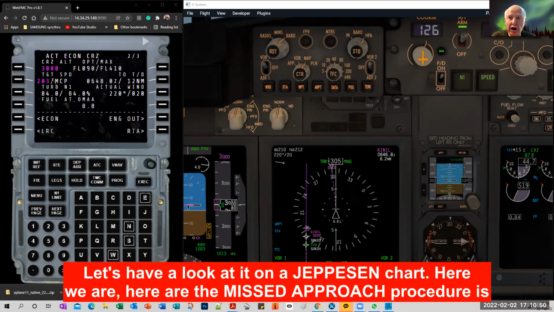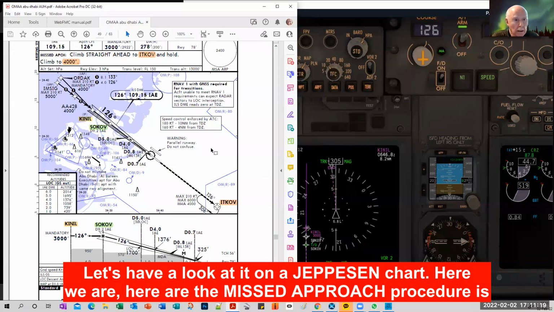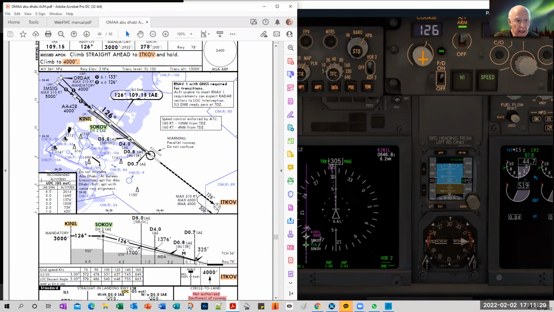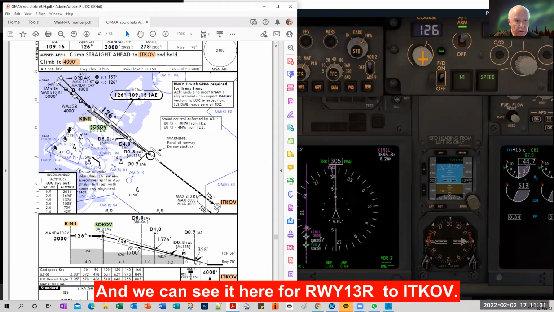Let's have a look at it on a Jeppesen chart. Here we are. Here, the missed approach procedure is climb straight ahead to Itkoff and hold, climb to 4,000 feet. And we can see it here for runway 13 right to Itkoff.